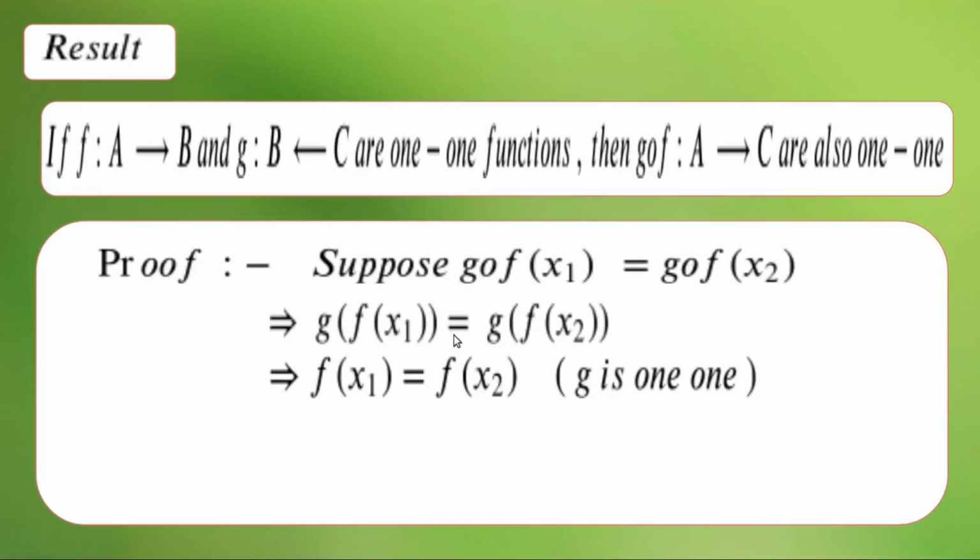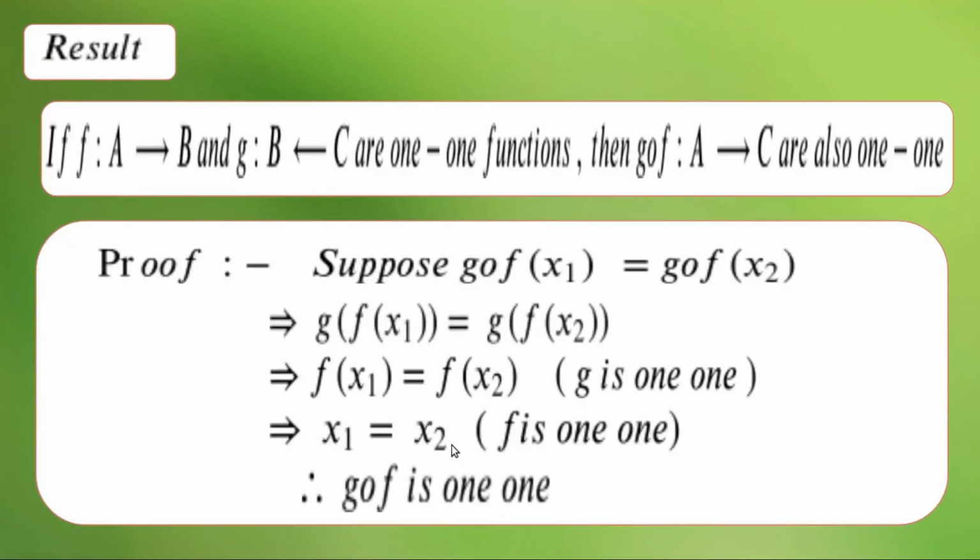Since g is 1-1, f of x1 will be equal to f of x2. Also, function f is 1-1. So since f is 1-1, x1 equal to x2. Therefore g composition f of x1 equal to g composition f of x2 implies x1 equal to x2, then it is 1-1. That's all.